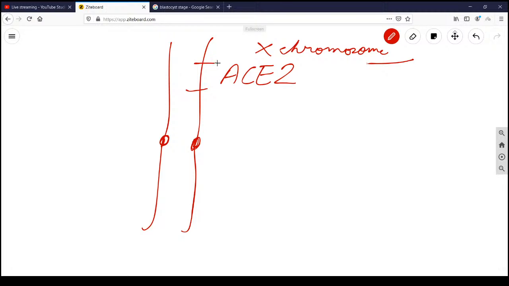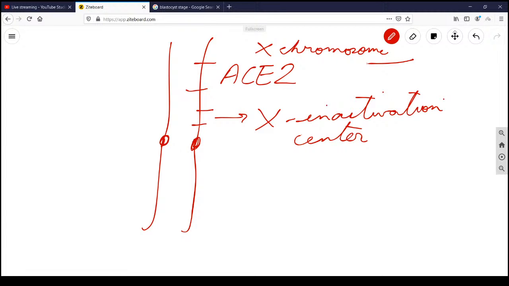So what the body does is it creates a Barr body and inactivates, epigenetically silences, one of the X chromosomes. It is random which X chromosome will be silenced. So X chromosome inactivation is initiated where? At the X inactivation center, which is a unique locus on the X chromosome. Suppose this is the X inactivation center, then formation of the Barr body happens.